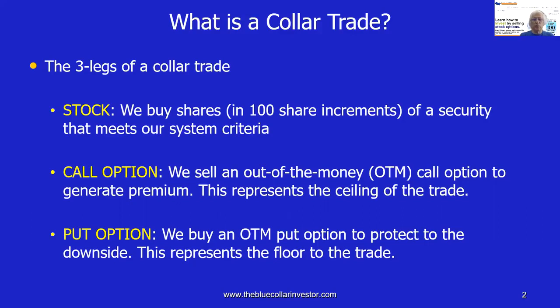The third leg is the put option. In this case, we buy an out-of-the-money put option. Now, for puts, out of the money is lower than current market value, and that gives us protection to the downside. So this represents the floor of the trade. So once again, the three legs are the stock, the call option, which is sold, and the put option, which is purchased.